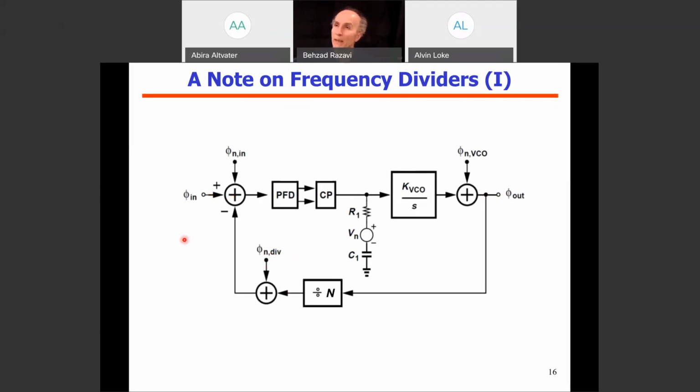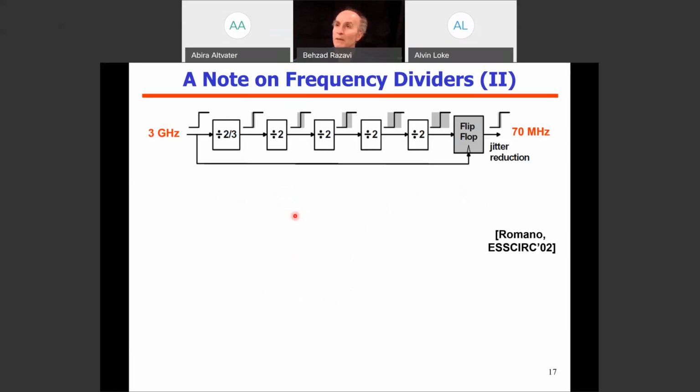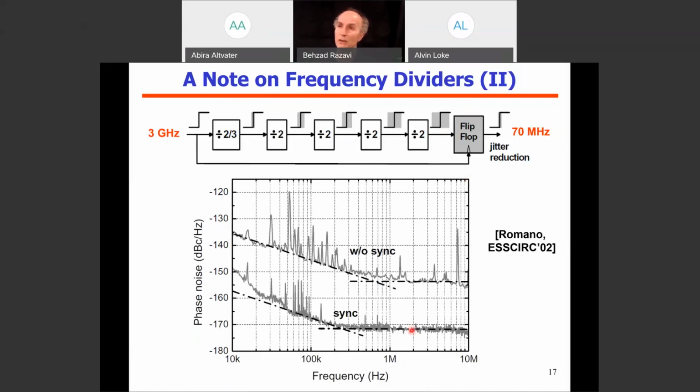Now, we can go back to prior work and see some of the results that people have obtained. In this paper, they have this dual modulus divider that divides from 3 gigahertz to 70 megahertz, and they use a retiming flip-flop. And with the retiming flip-flop, they obtain a very low phase noise. You can see that they get about minus 172 dBc per hertz. So that's pretty good. It's still close to the reference phase noise of minus 170 that we assumed, but it shows some promise that using a retiming flip-flop can essentially remove the phase noise of everything else, and we end up with only the phase noise of a single flip-flop.